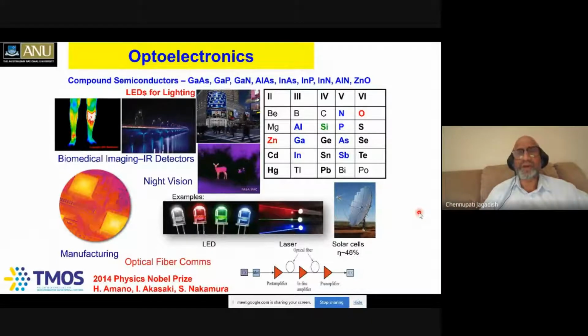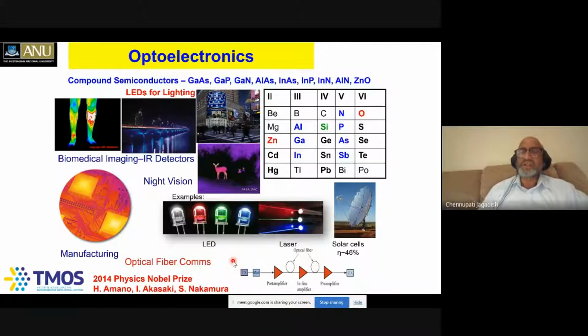Optoelectronics, and of course, you're a department of optoelectronics. I don't have to tell you what optoelectronics is. So a simple definition is the conversion of light into electricity, using solar cells, for example, and photodetectors, and the conversion of electricity into light using LEDs and lasers, which could be used for a range of applications.